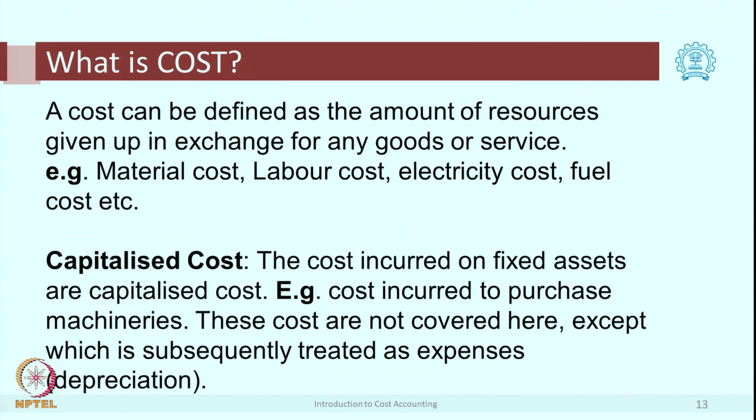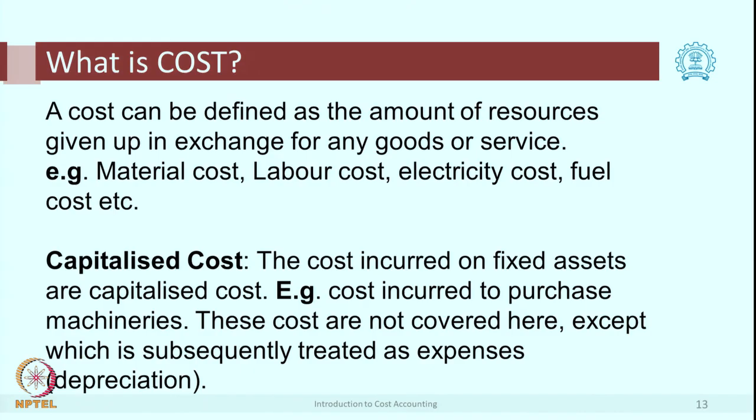This is one more definition of cost. It can be defined as the amount of resources given up in exchange for any goods or services. So, suppose we want to buy material, we will have to pay the supplier. That is called a material cost. When we pay salaries or overtime or incur expenses on perquisites of the employees, it will be included as a labor cost or as a salary cost or human resource cost. Then we buy various services like electricity or like insurance on which the costs are incurred.